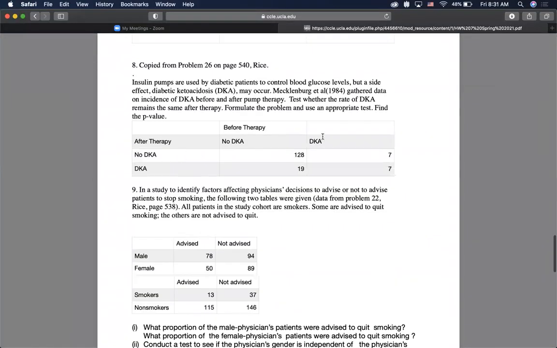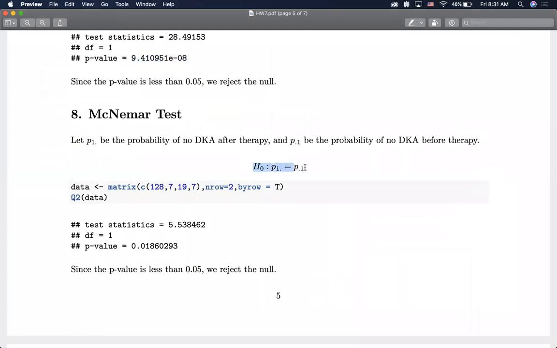Same category here, different setting. McNemar test. Define your null, interpret your notation, create the data, call the function, and reject the null.